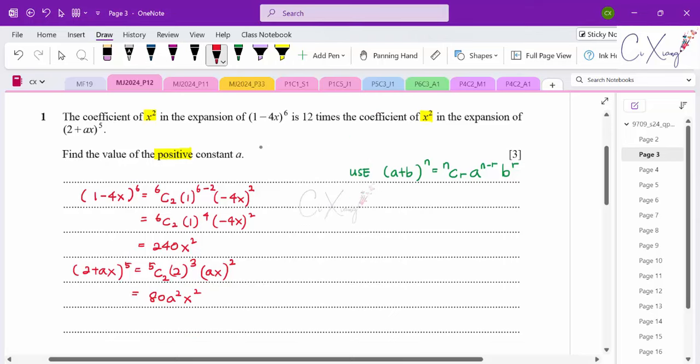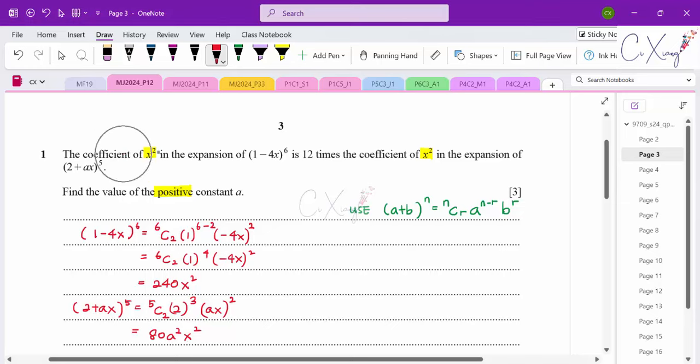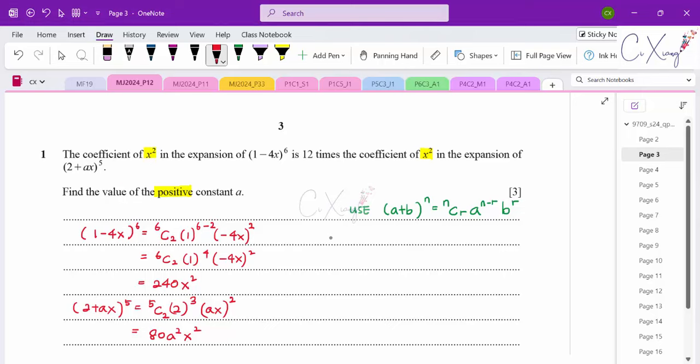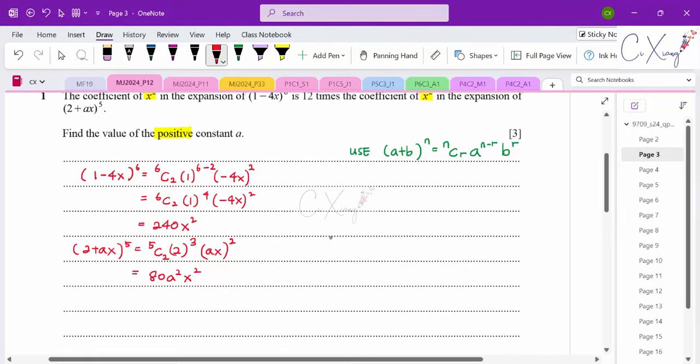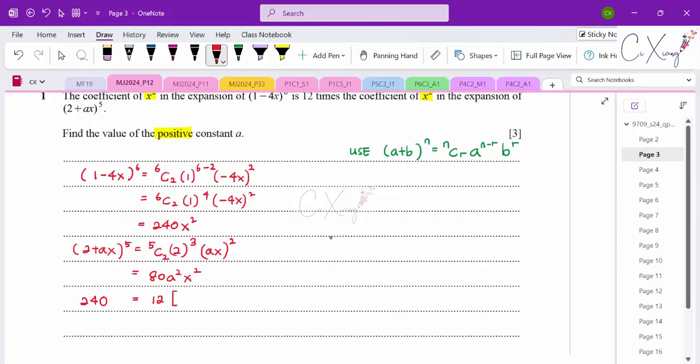Then after that, they are talking about the coefficient. The coefficient of x squared in this bracket is 12 times the coefficient of x squared in the other bracket. So the coefficient for the first bracket here is 240. 240 is the coefficient of x squared for the first bracket, and it is equal to 12 times the coefficient of x squared in the second bracket. So 12 times 80a squared.